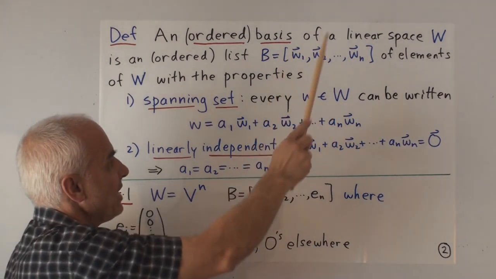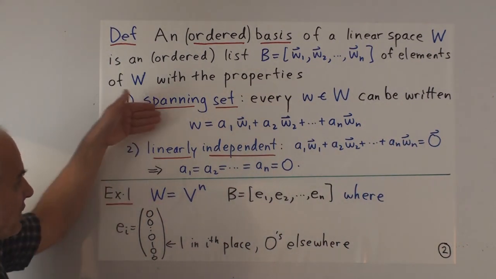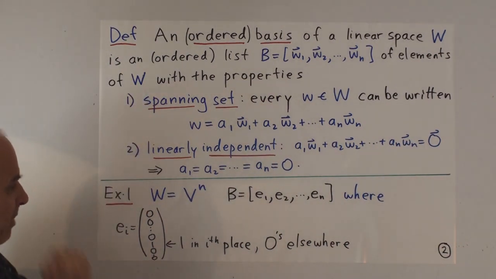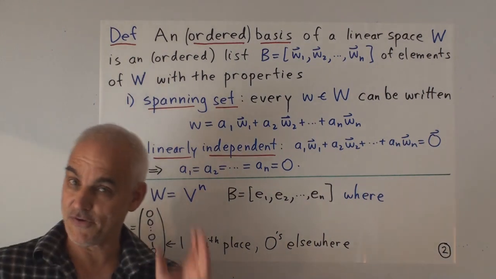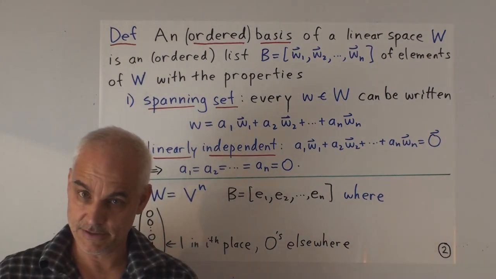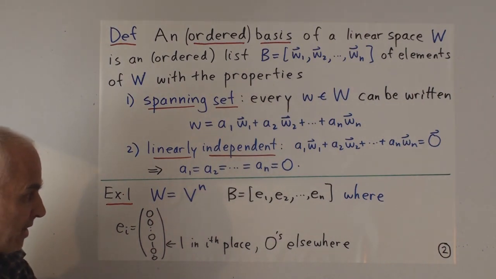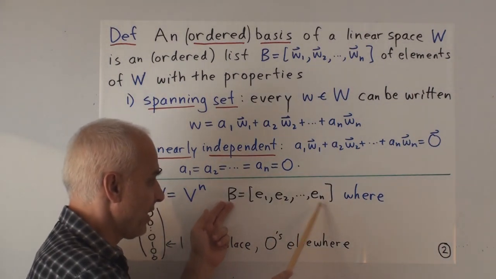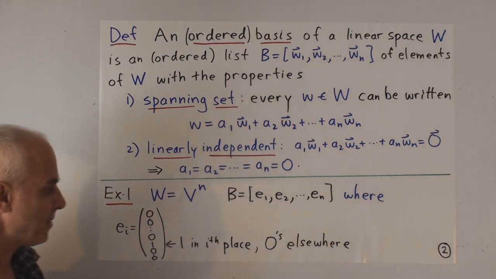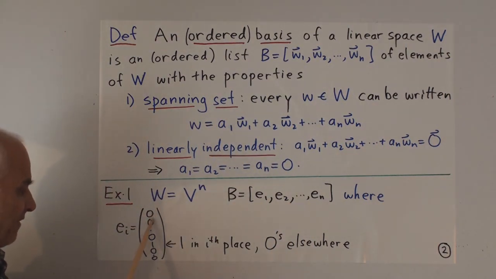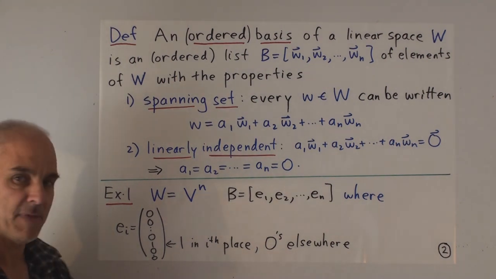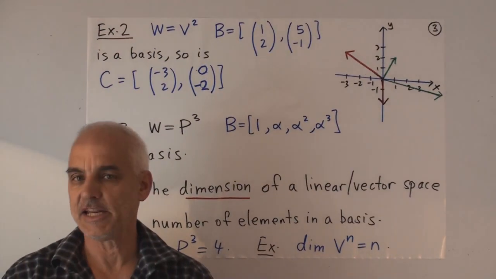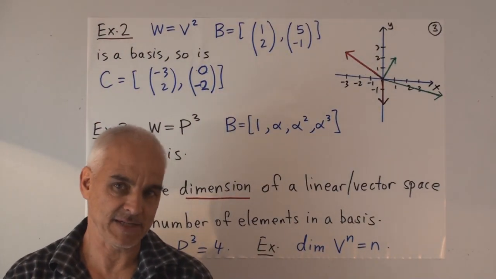So a basis is a set of distinguished elements which is both a spanning set and linearly independent. Our basic example: if we take our ordinary familiar space of column vectors with n elements, then a basis of it consists of the vectors e1 through en, where ei is the vector with just a single one in the ith place, zeros elsewhere. Any linear space typically has lots of different bases.